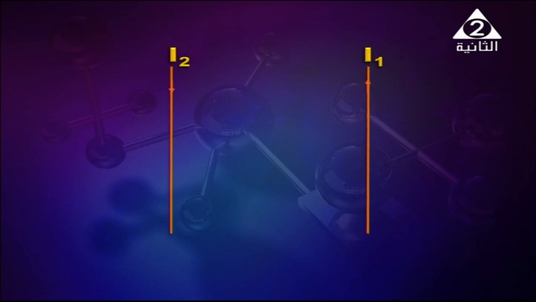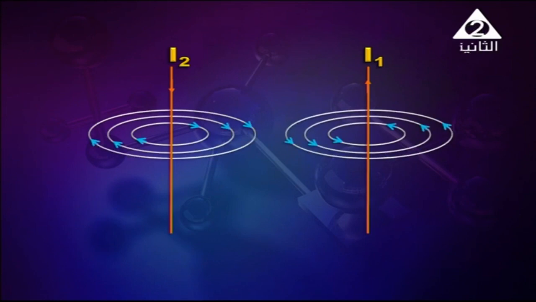So we have two wires. The two wires carry currents in opposite directions. One carries a current I1, the other carries I2. The fields of the two wires in between the two wires have the same direction. Outside, they flow in opposite directions. So we expect to find the neutral point outside the two wires.